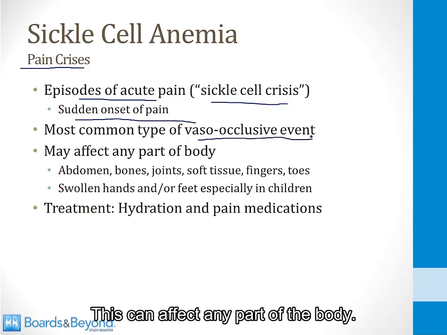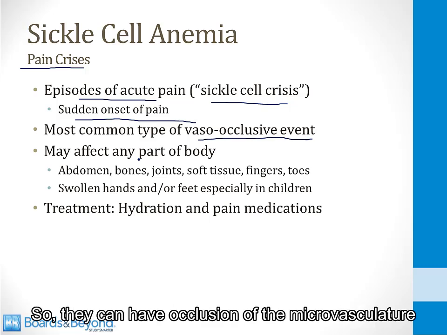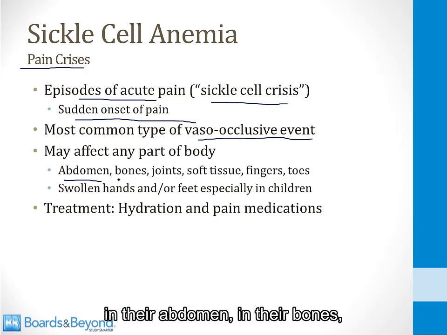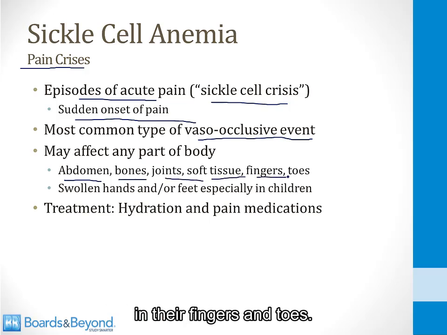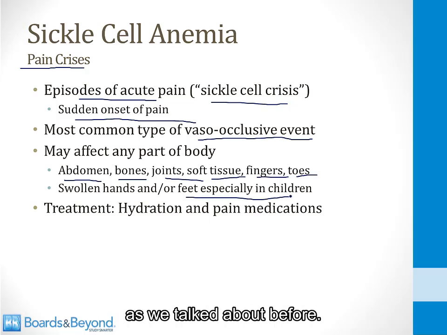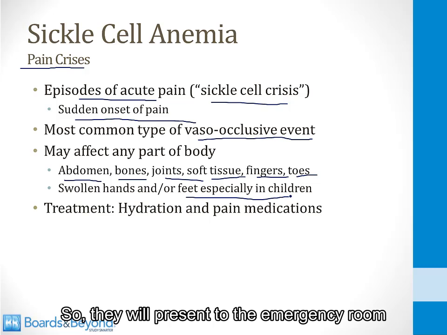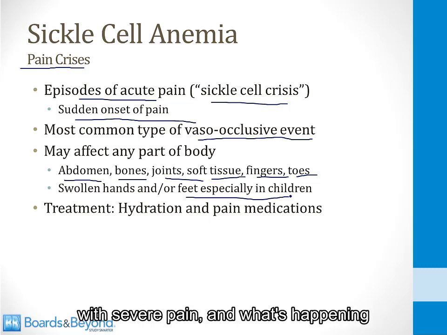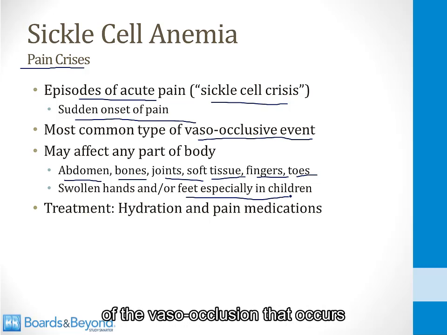This can affect any part of the body, so they can have occlusion of the microvasculature in their abdomen, in their bones, in their joints, in their soft tissue, in their fingers and toes. Swollen hands or feet are especially common in children, as we talked about before, so they will present to the emergency room with severe pain, and what's happening is that they are having an exacerbation of the vaso-occlusion that occurs as part of their sickle cell anemia.